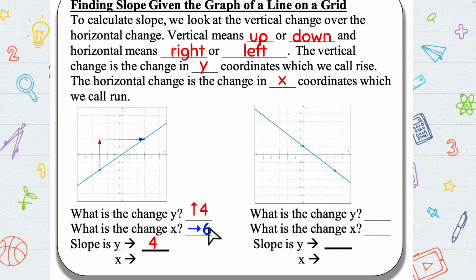What's important here is to note that up is positive and right is positive. If I go down, that's negative. If I go left, that's negative. So pay attention to positives and negatives on here. So I have 4 over 6. And then we can reduce that. They can both divide by 2. 4 divided by 2 is 2, 6 divided by 2 is 3. So my slope is 2/3. And I can even test that: if I go up 2, 1, 2, and I go over 1, 2, 3, look at that, I do in fact land on a point there.